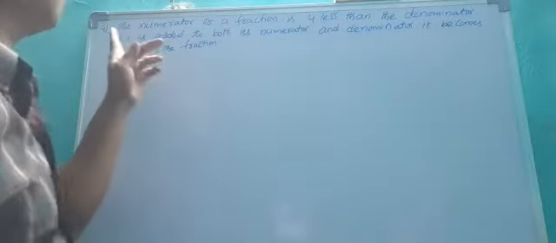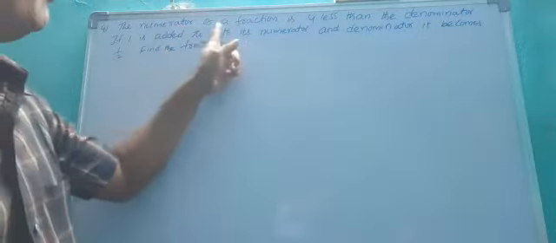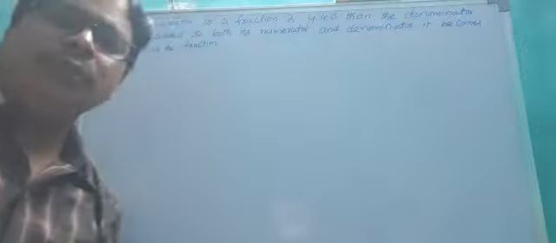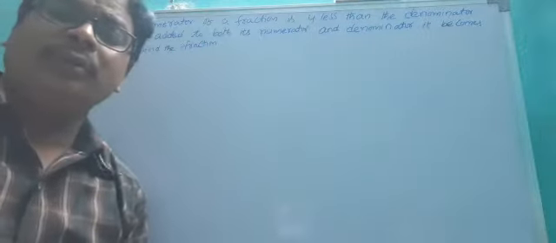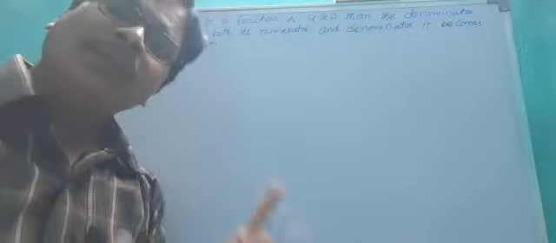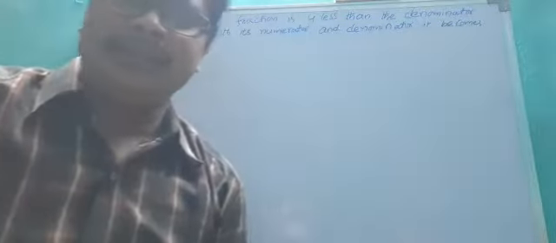Another problem: the numerator of a fraction is 4 less than the denominator. Do you know the numerator? We don't know. Do you know its denominator? We don't know. They are unknown quantities. But you know one thing: the numerator of a fraction is 4 less than the denominator.